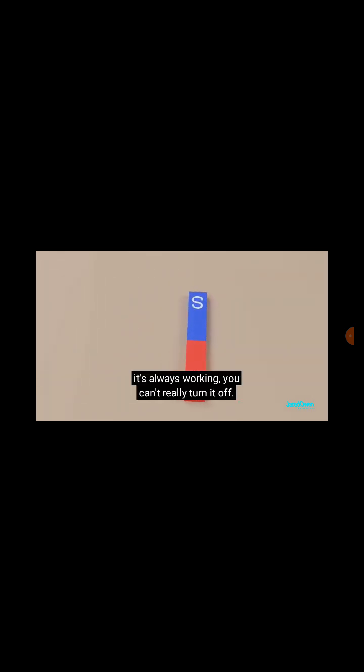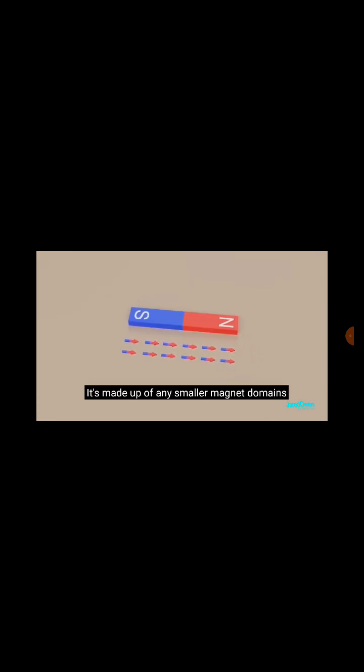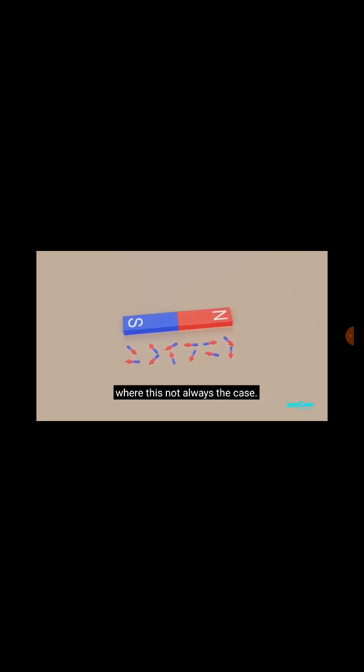You can think of this magnet as always on, it's always working, you can't really turn it off. That's why it's sometimes called a permanent magnet. It's made up of many smaller magnetic domains that are lined up in the same direction. But later I'll show you a type of magnet where this is not always the case.